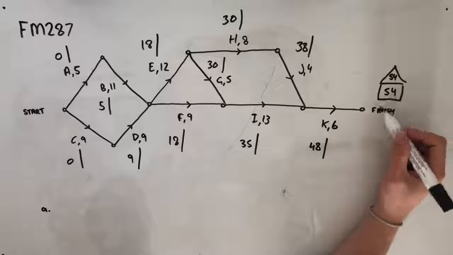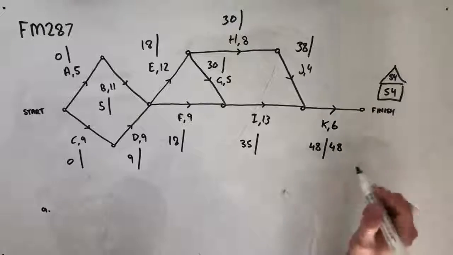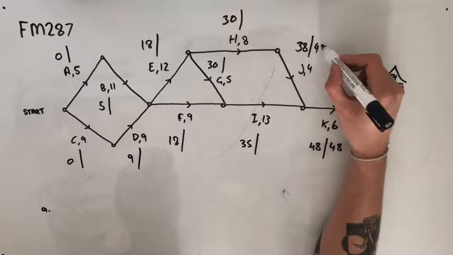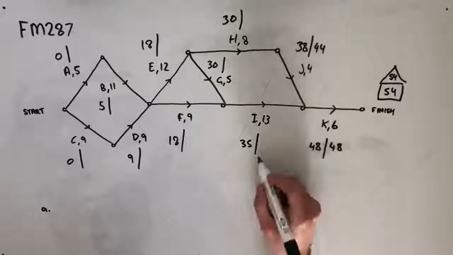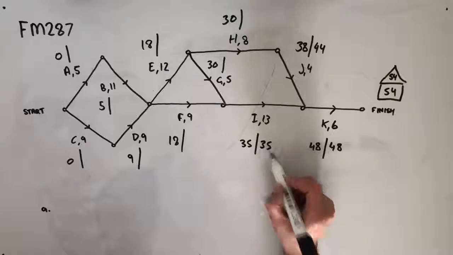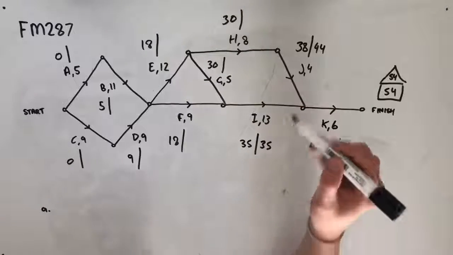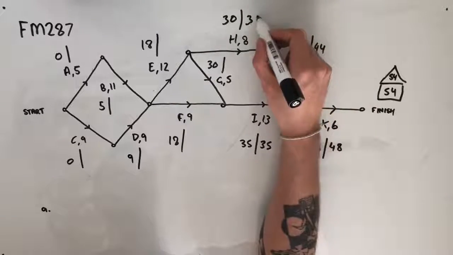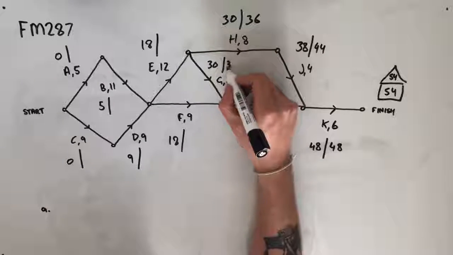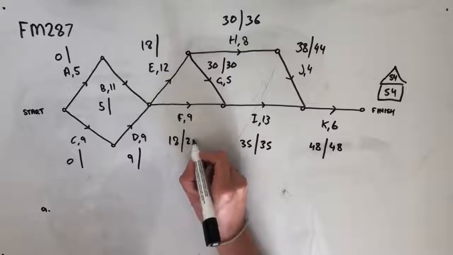Now working backwards, 54 taking our 6 will give us 48. 48 take our 4 here lands us at 44. 48 take 13 lands us at 35. 44 take away 8 should land us at 36. 35 take 5 lands us at 30. 35 take 9 should land us at 26.